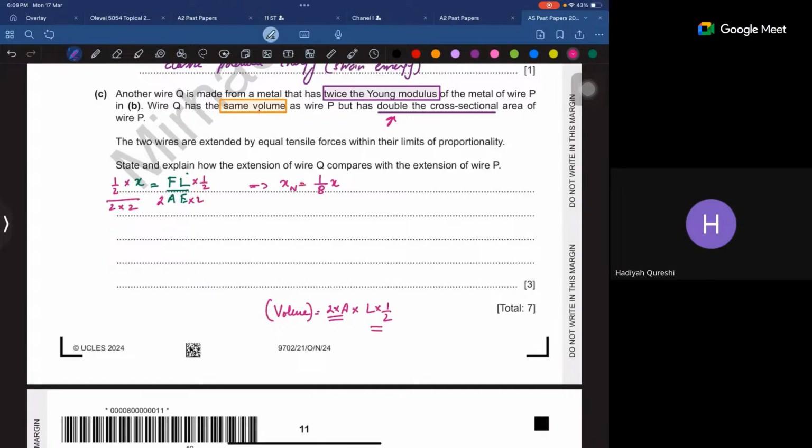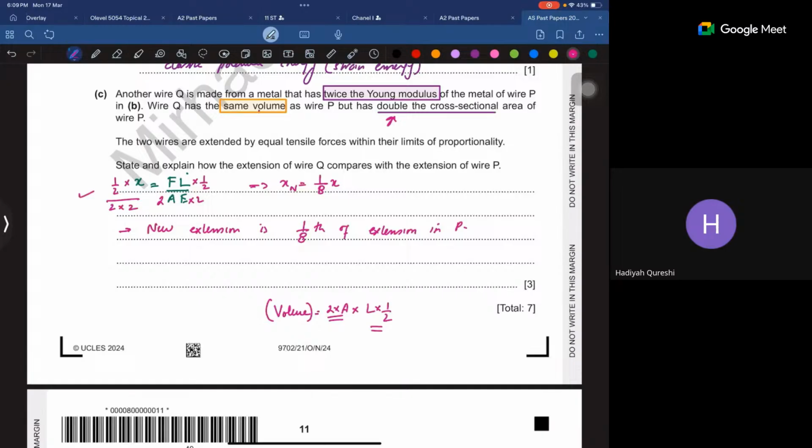So you're going to show this to them, right? We are going to say we have also shown the proportionality. Just do this and write that the new extension is 1/8 of the extension in B. Now that's all you need to do.